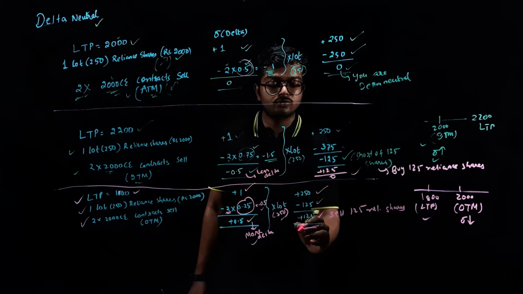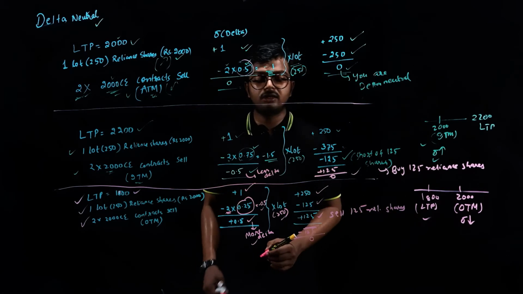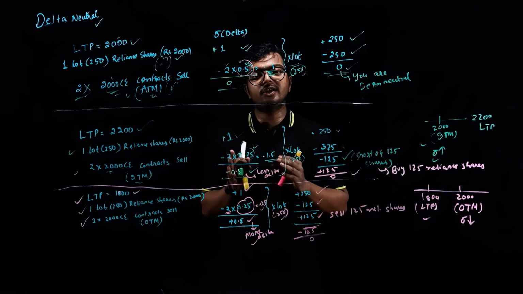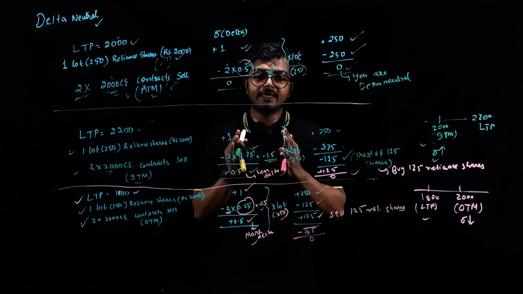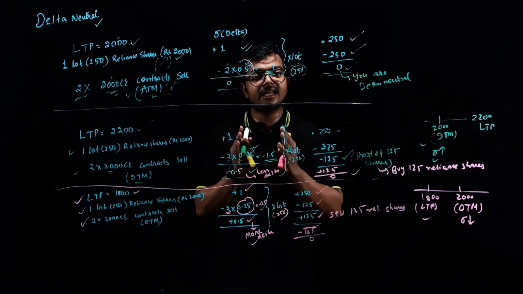Now what you need to do, you need to sell 125 Reliance shares. Now what would happen? So you have sold 125 Reliance shares. So now the overall delta would again become 0. So this is how you make delta neutral. So whenever you make delta neutral, then what essentially you are saying is that your overall position is hedged.